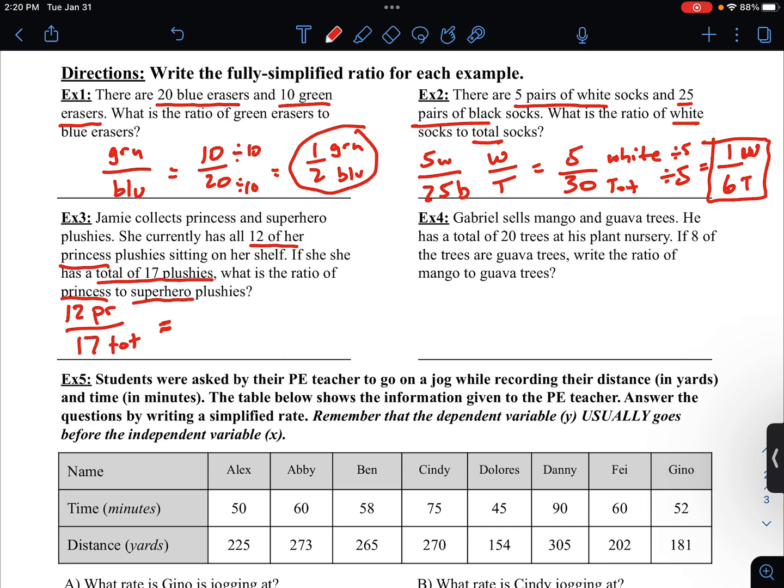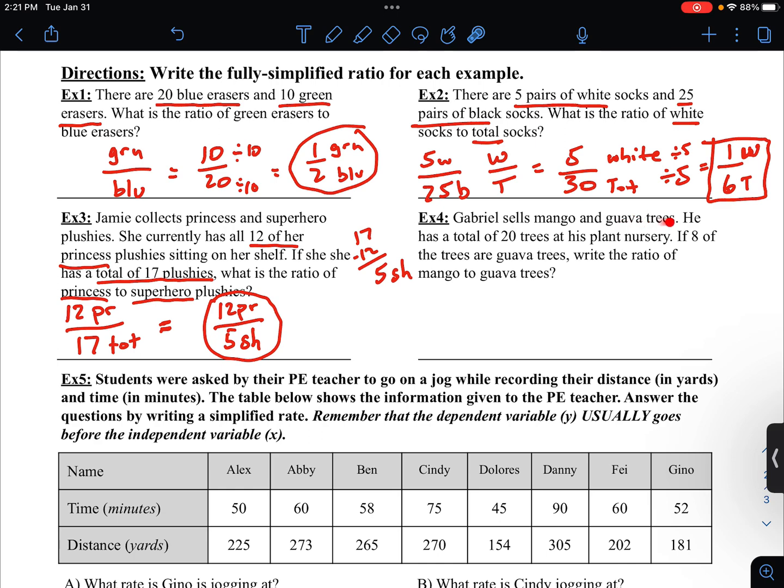So I'm going to do that on the side. 17 minus 12 is just, what is that? 5. So we've got 5 superhero plushies, SH. And they're asking for the ratio of princess to superhero. So let's write that down. 12 princess to 5 superhero. And there it is. 12 to 5. Last one. Or not last one, but example 4.